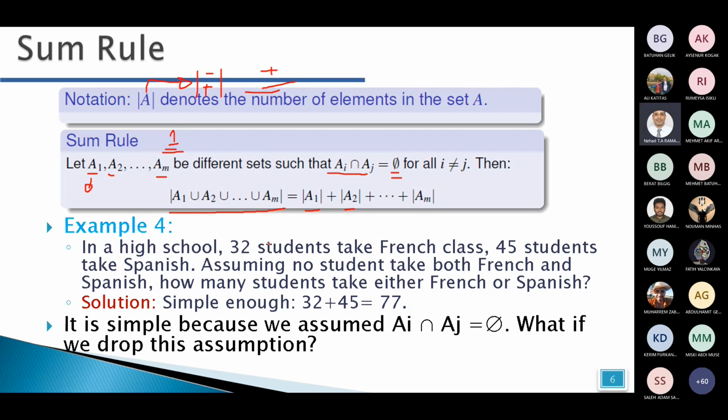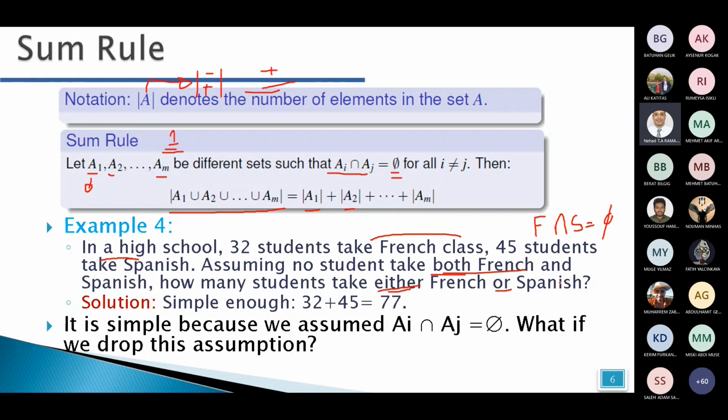In a high school, 32 students take French class, and 45 students take Spanish class. Assume that no student takes both, so there is no intersection between the French class students and the Spanish class students. How many students take either French or Spanish?